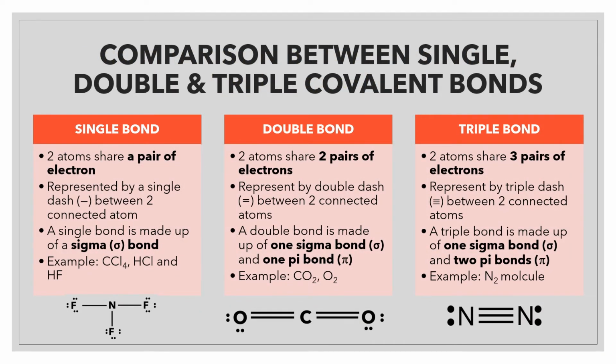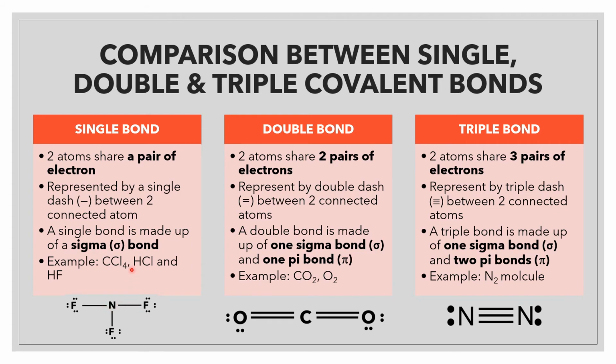These are the comparison between single, double and triple covalent bonds. So for single bond, two atoms share a pair of electrons. So for every two atoms here, they will share two electrons. A pair means two electrons. Setiap dua atom akan sharing sebanyak dua elektron. Okay, so we have first pair here, second pair and third pair over here. It is represented by a single dash between two connected atoms.